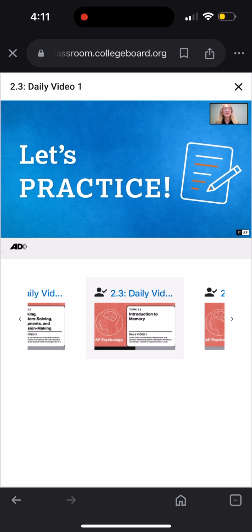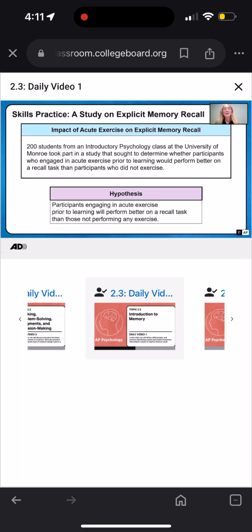We're going to continue with some practice, and this is a study on explicit memory recall. We're looking at the impact of acute exercise on explicit memory recall, where 200 students from an introductory psychology class at the University of Monroe took part in a study that sought to determine whether participants who engaged in acute exercise prior to learning would perform better on a recall task than participants who did not exercise. Our hypothesis here is that participants engaging in acute exercise prior to learning will perform better on a recall task than those not performing any exercise.